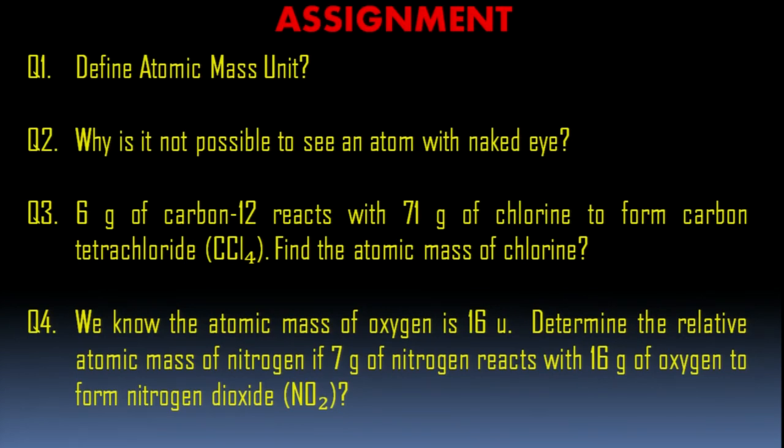Then comes the final part of this, that is the assignment. Children, whatever we have discussed, you can use to write the answers for these questions. Please note it down, children. Define atomic mass unit, you know it. Why is it not possible to see an atom with the naked eye? We have discussed. Third question. 6 grams of carbon 12 reacts with 71 grams of chlorine to form carbon tetrachloride, that is CCl4. Find the atomic mass of chlorine, the one we had done in the example. Question number 4. We know the atomic mass of oxygen is 16 U. Determine the relative atomic mass of nitrogen, if 7 grams of nitrogen reacts with 16 grams of oxygen to form nitrogen dioxide, NO2.